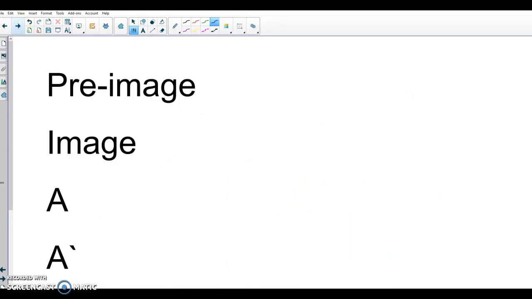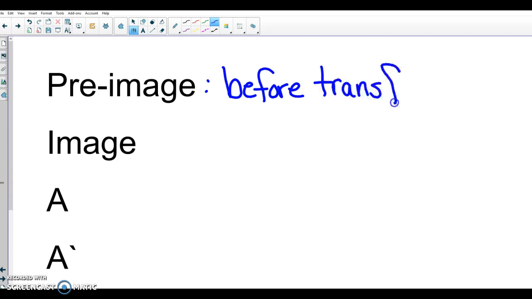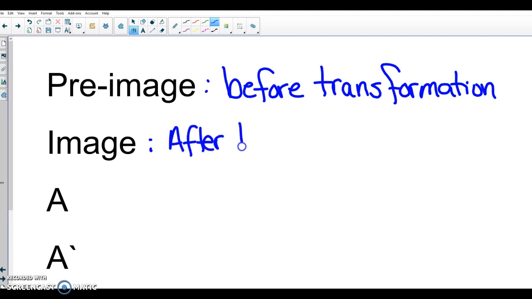All right, let's talk some vocabulary. Pre-image is the before a transformation. So before you do anything to it, we call that the pre-image. And then after you transform it, that becomes the image. So that's after the transformation. So if I'm talking about the original image, I'm talking about the pre-image. If I'm talking about what happens to it after I slide it, it's the image.